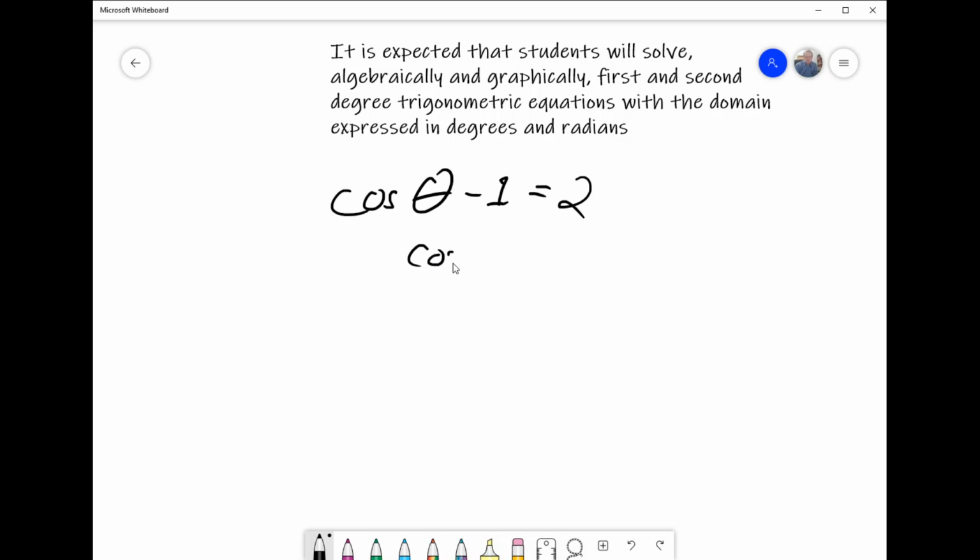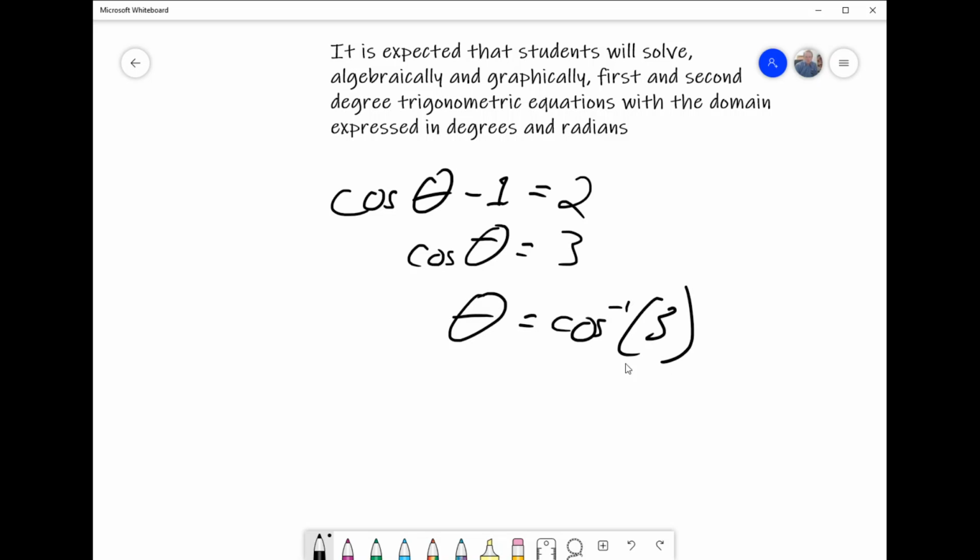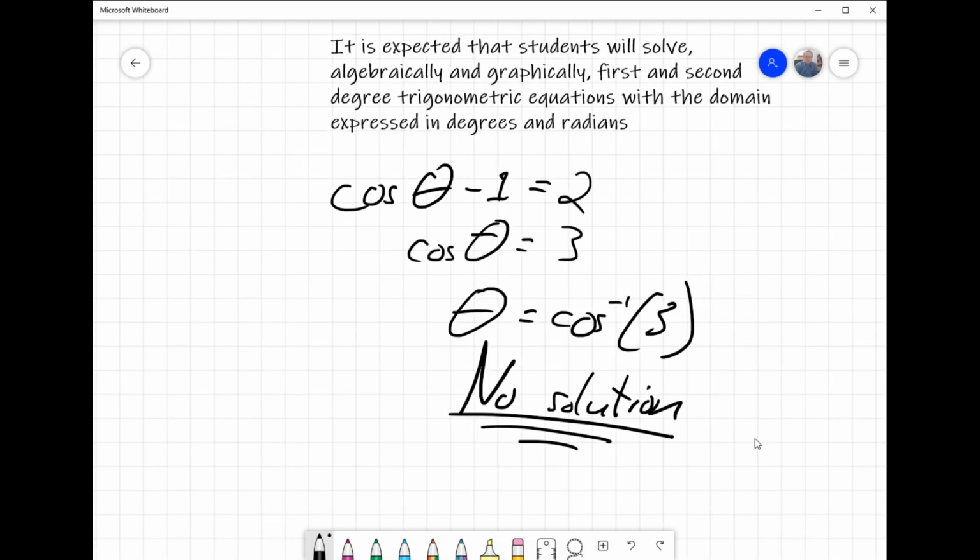You can go through this algebraically and say, okay, cos theta equals 3. So theta is the inverse cosine of 3, which leads us to the conclusion that there is no solution amongst the set of real numbers, because the range of cosine is only between plus and minus 1. So you cannot have the cos 3.